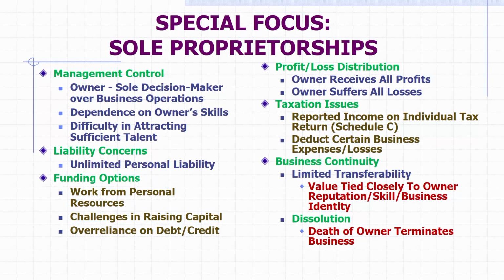They have unlimited personal liability because they and the business are one, right? We saw that in Shiplets, where the Copelands try to say, oh, well, the business is separate from us, and the court said, you're a sole proprietorship. You and the business are one. You have unlimited personal liability.